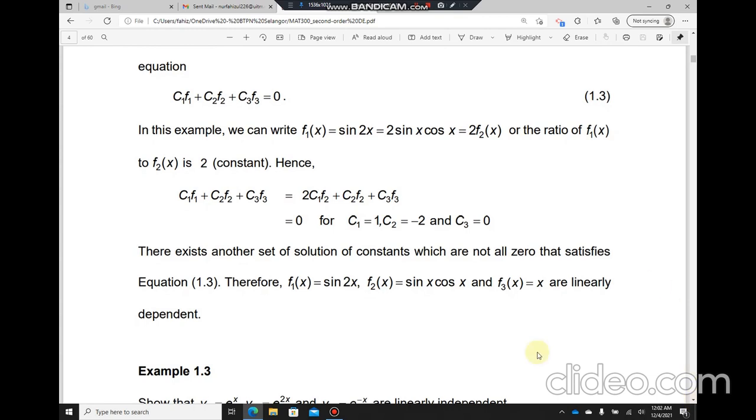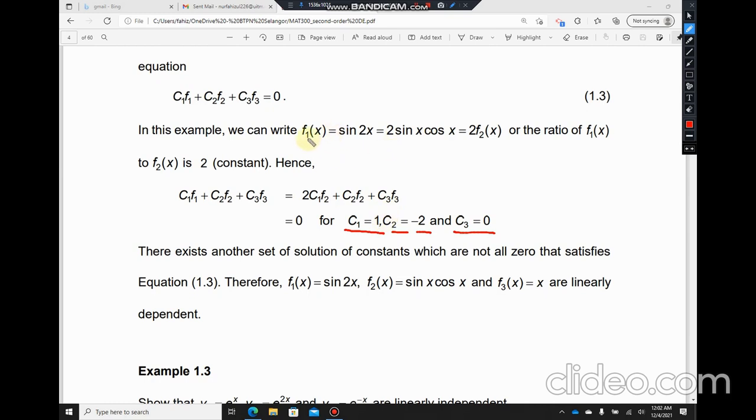Okay, so saya terangkan kat sini, bila kita nak show dia adalah linearly dependent, so awak kena tunjukkan yang bukan semua C1, C2, C3 ni equals to 0. So dia mesti akan ada yang function yang tak sama dengan 0. So dia baru linearly dependent.